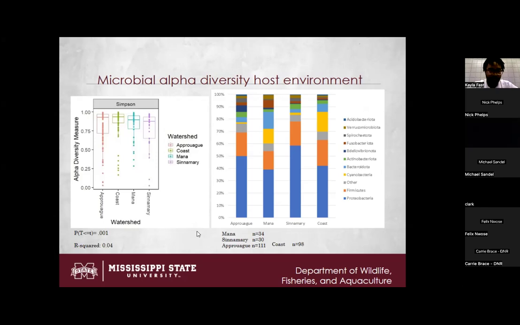So looking at alpha diversity between watersheds, so between the Ocrawauk, Mana, and Santa Maria rivers, and then all of our coastal sites, we see that the alpha diversity or richness of the bacteria was significantly different between each one of our sites. But once again, with watersheds as well, we do not see all of the variation being explained by just comparing where the fish was collected.